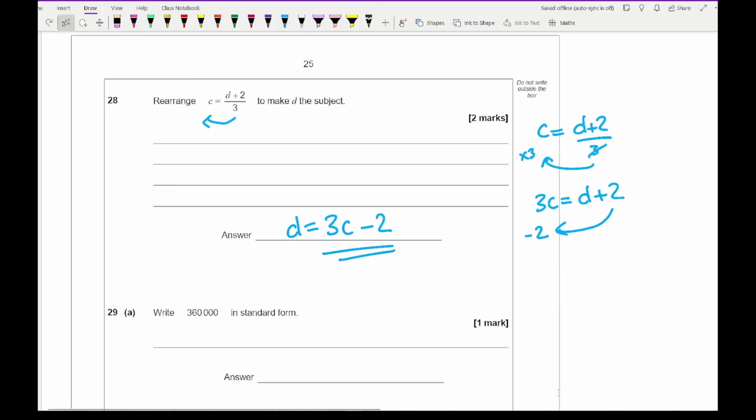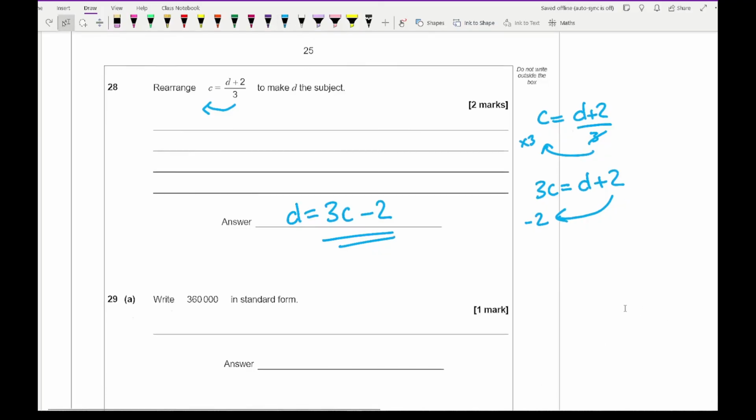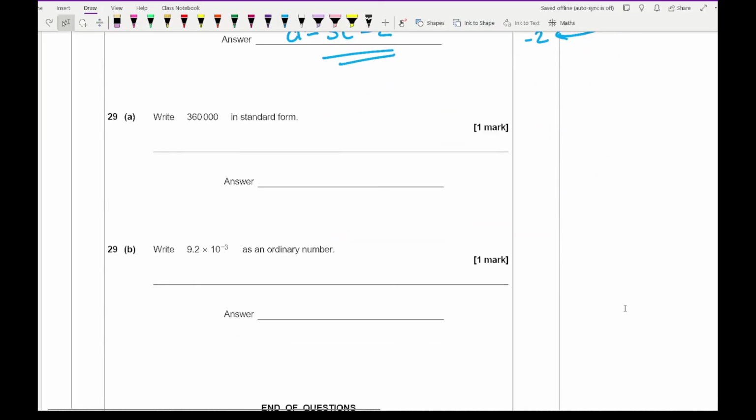For question 29a, it says write the following in standard form, and that's going to be 3.6 times 10 to the power of 5. And then write down 9.2 times 10 to the power of minus 3 as an ordinary number. So that's going to be 0.0092. And there we've come to the end of the paper.